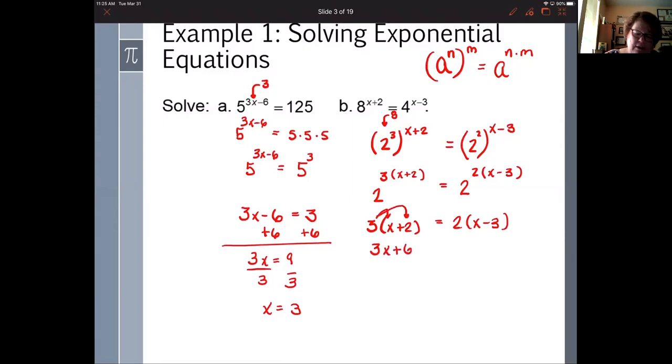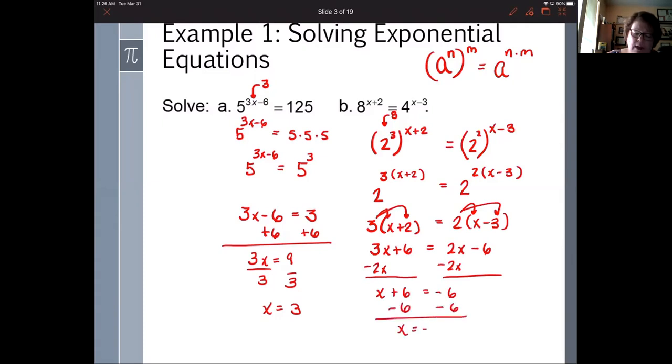3x plus 6. I'm going to distribute the 2 across. 2x minus 6. I'm going to subtract 2x from both sides. I get x plus 6 equals negative 6. I'm going to subtract 6 from both sides. And I get x is negative 12.